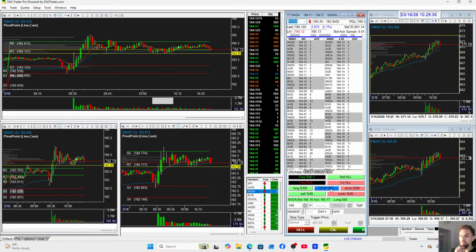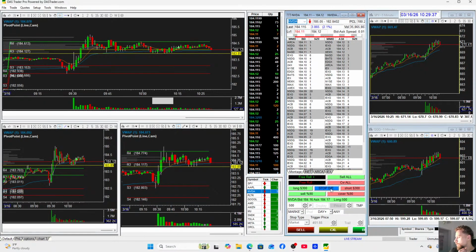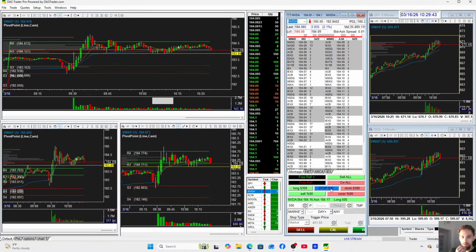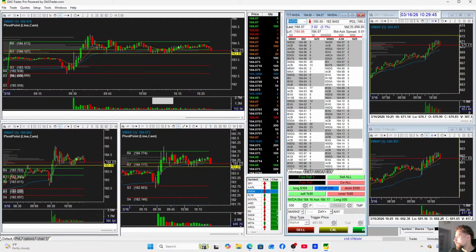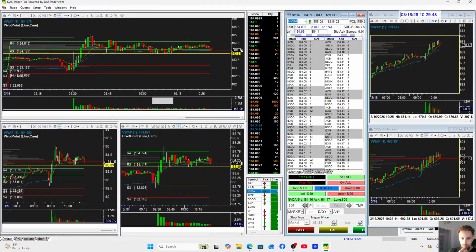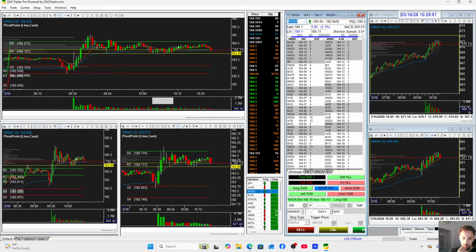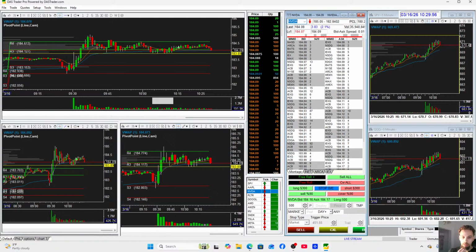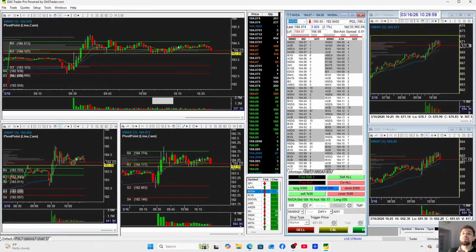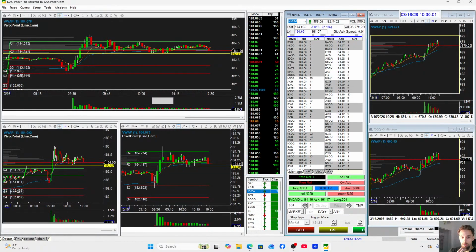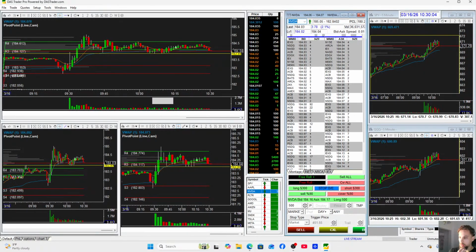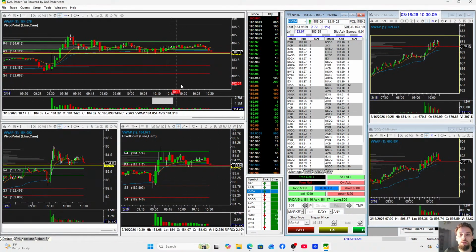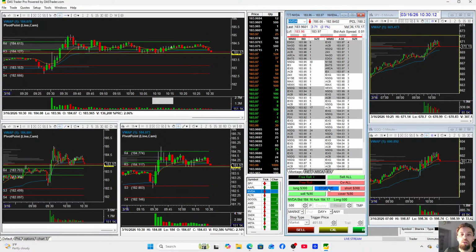SPY, testing the moving average, same with QQQ, testing the moving average here. This 15-minute candle is going to close here in 20 seconds. Testing VWAP on all the charts. This would be where the buyers would step in if they're going to. SPY and QQQ might be pulling back. Probably going to get squeezed here, so we're ready for it.